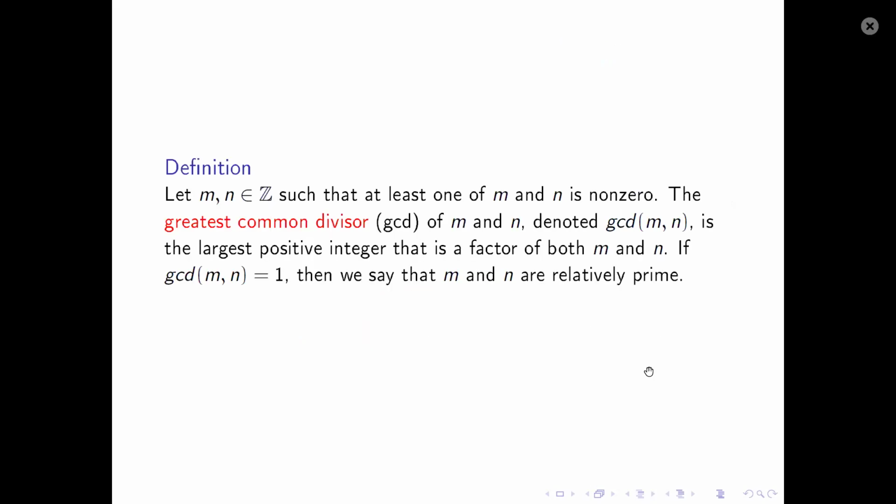All right, let's get to another key definition. This one's going to come up. Let m and n be integers such that at least one of them is not 0. Preferably both, but at least one. Then the greatest common divisor, denoted GCD, is the largest positive integer that is a factor of both of them. And if the greatest common divisor is 1, then we call them relatively prime.